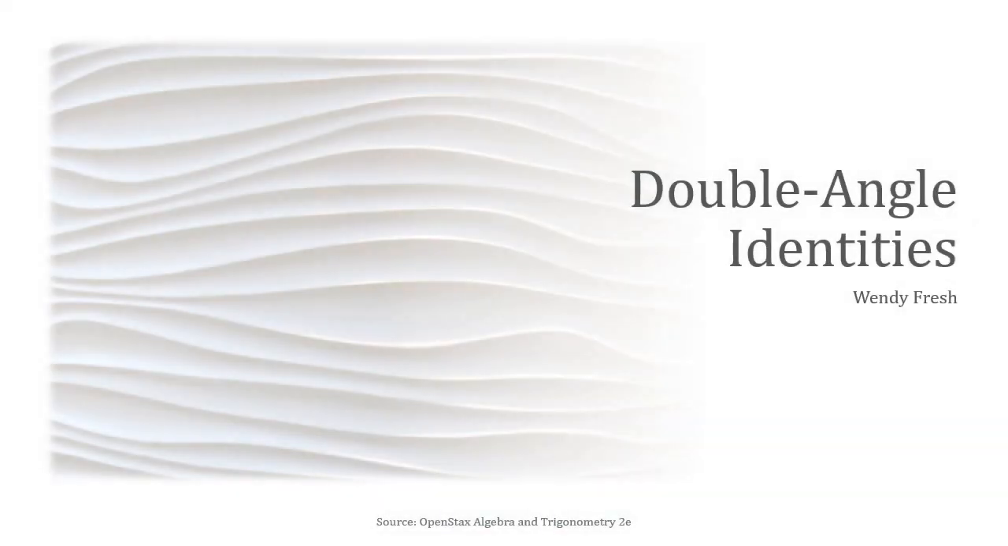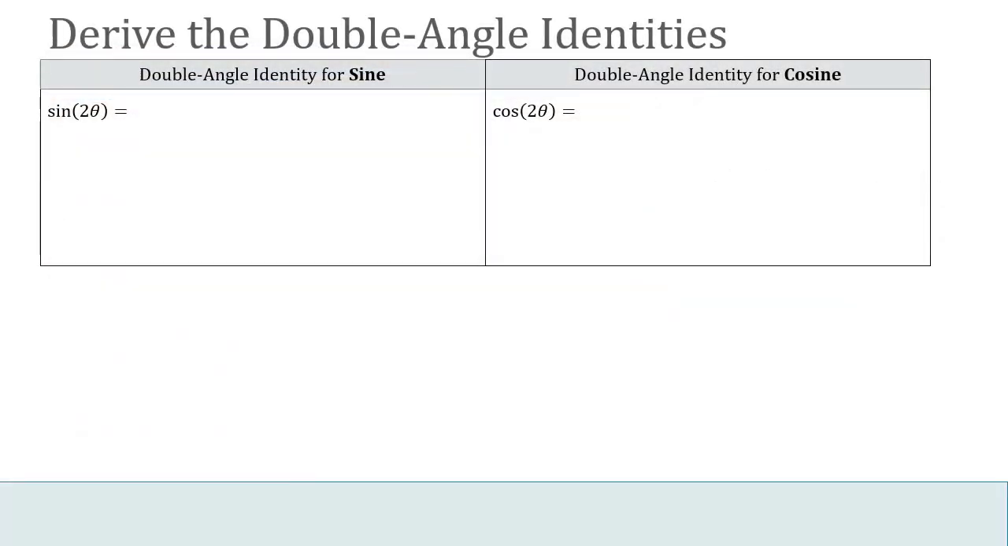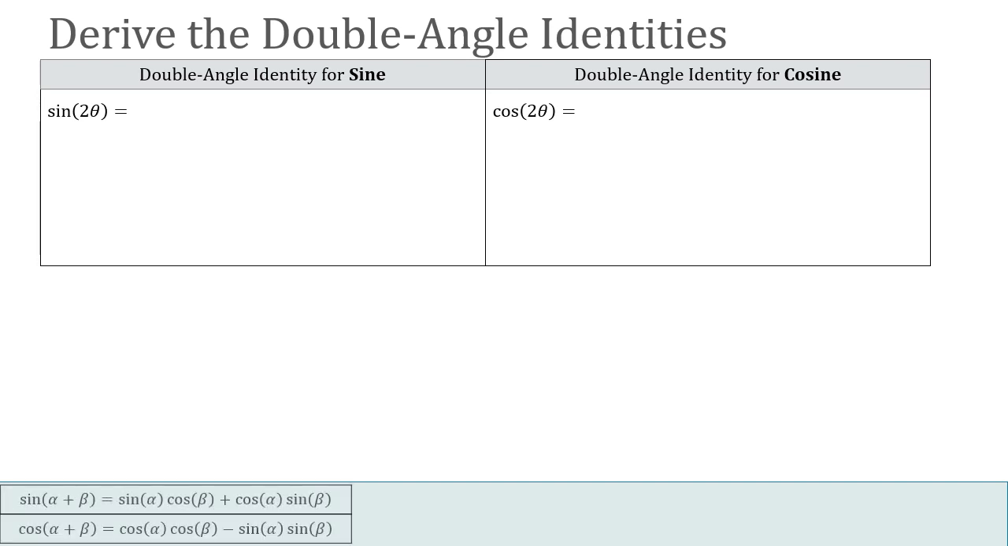In this video, we're going to take a look at double angle identities. And we're going to start by deriving these double angle identities. It turns out that these are pretty easy to derive if you're using the sum and difference formulas that we've looked at in a previous video for sine and cosine.